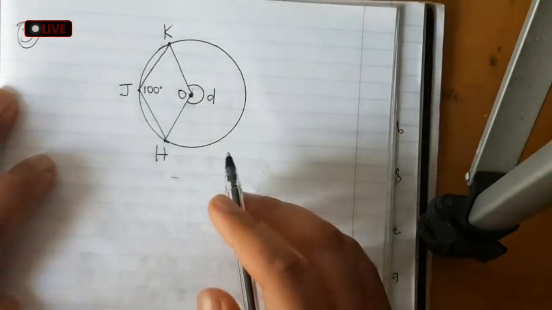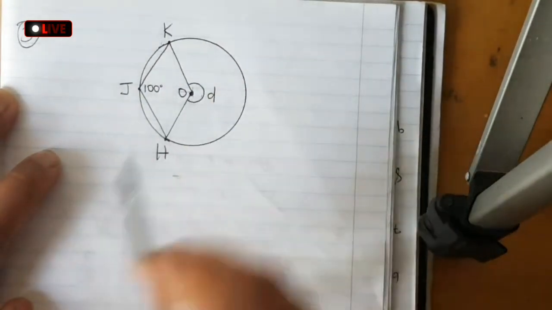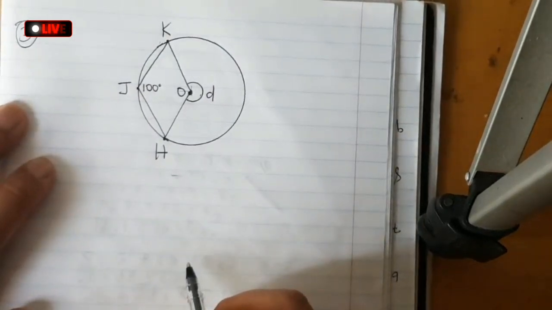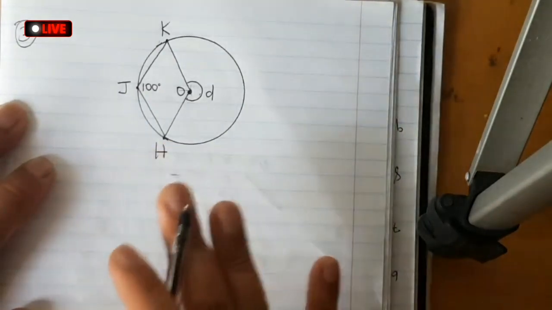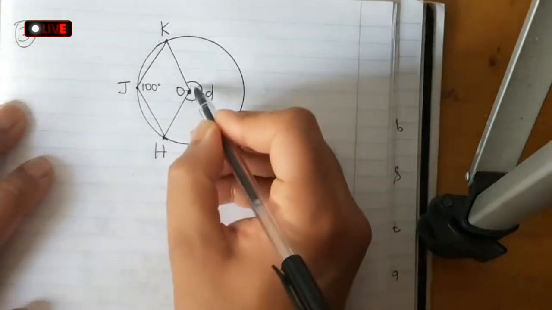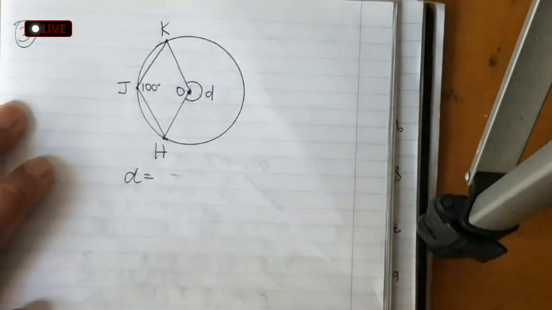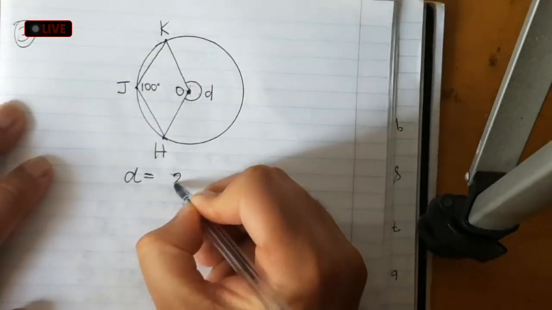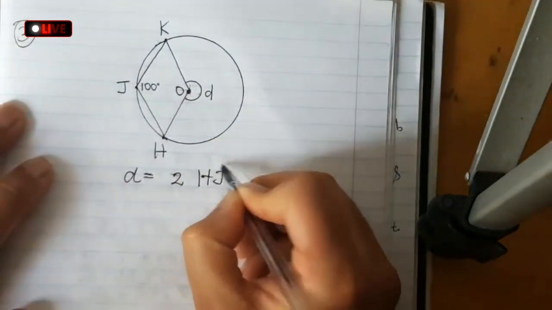Here, they will say the center of the circle is O. We are asked, what is the value of D? Remember, we can calculate D by saying the angle at the center is twice the one at the circumference. Let's write that down mathematically. The angle at the center, which is D, is equal to twice the one at the circumference, which is HJK.